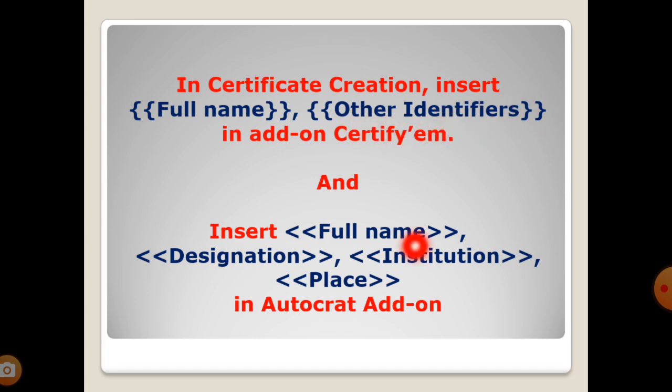When we take the Autocrat add-on, definitely you have to insert the less than and greater than symbols in your certificate. In between you have to mention the full name, designation, institution, place. These are compulsory in the Autocrat add-on. This is for your kind information. You have to remember this when you create your certificates for your webinars, workshops, and quiz programs. This is the main difference between the add-ons. If you make any mistake, the participants will not get the certificate correctly.